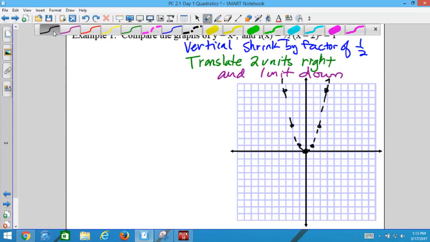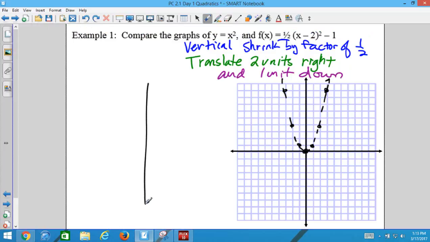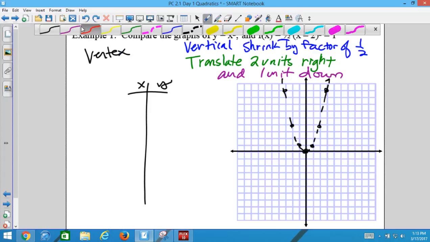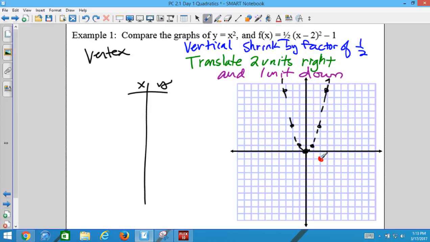Okay, so there's a lot happening here. This might be one that is helpful to have the table. I don't know if we always need the table, but it might be helpful. By the way, where's our vertex? 0, 0. There's going to be a translation, 2 units to the right and 1 unit down from 0, 0. So 2, -1. That's the new vertex. You will write the new vertex in your homework. It doesn't say to do it here.